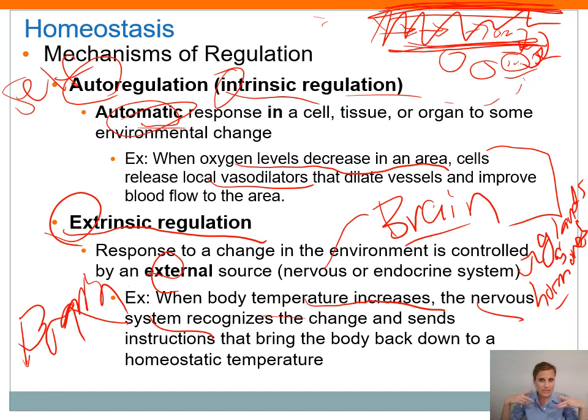And then the brain says, okay, I'm too hot. I know we need to make sweat, and it sends the signal out to all of the sweat glands in the body to make sweat. Okay? In that situation, these cells right here could not fix the issue themselves. They had to rely on an external source, the brain, to fix it. So that's extrinsic regulation.